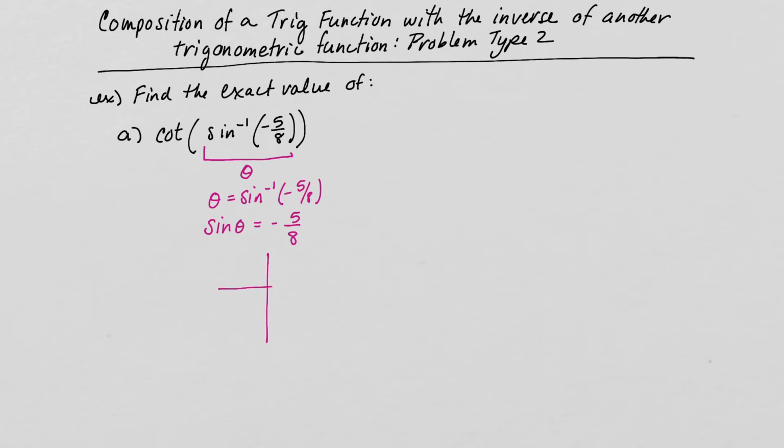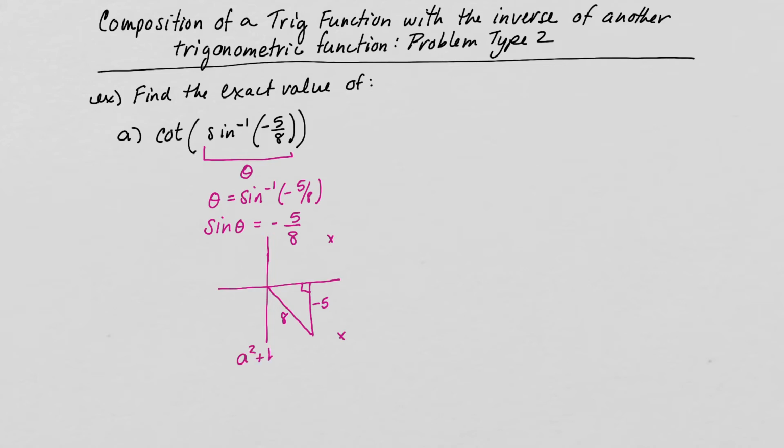Now, the inverse sine is only defined in quadrants 1 and 4. So since we're dealing here with a negative, that's telling us that we must have an angle here in quadrant 4. So I'm going to draw this reference triangle, and I know the opposite, negative 5. The hypotenuse here is 8, and we can use Pythagorean theorem to find the missing side.